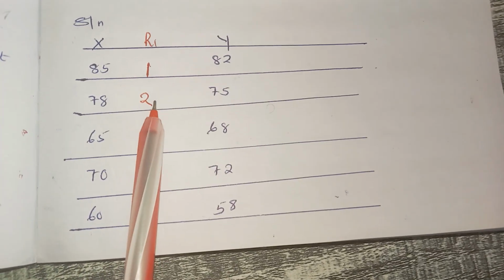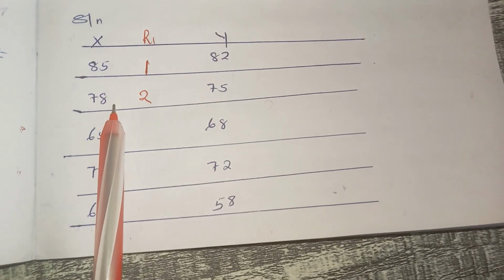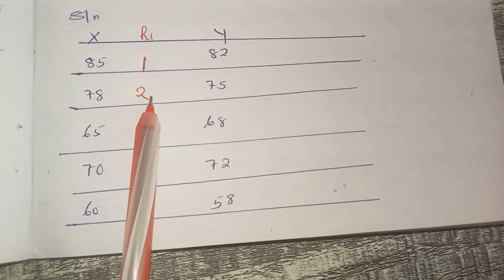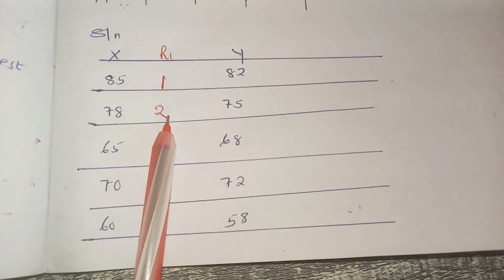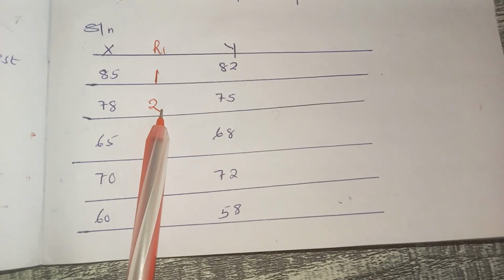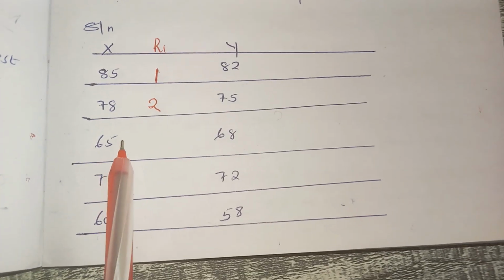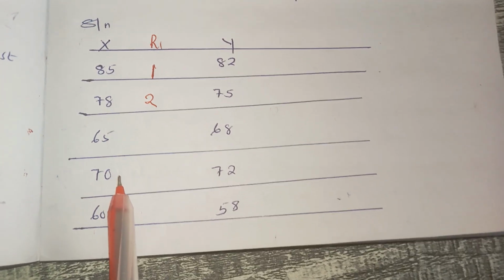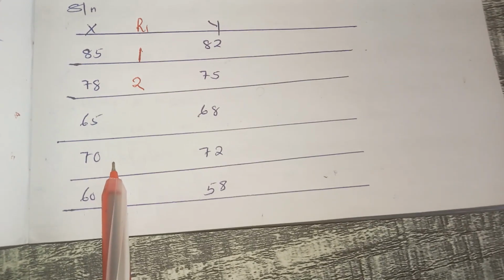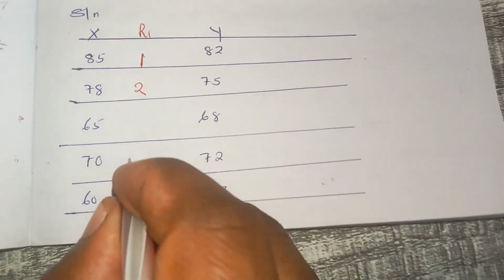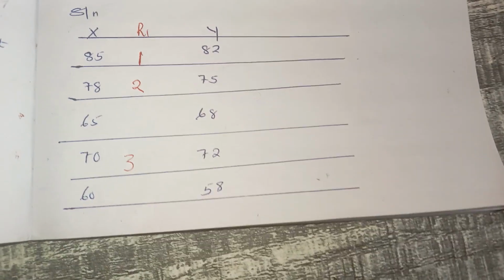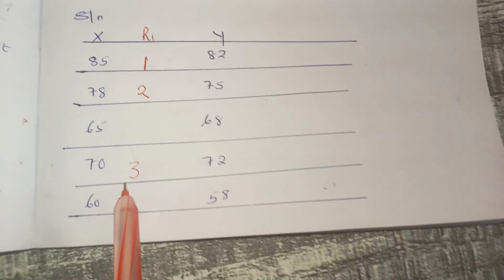The second one, after 85, is 78, so I have assigned it position number 2. Then after 78, you can see that 65 is less than 70, meaning 70 is going to take position number 3. Then from there we have 65 and then we have 60.